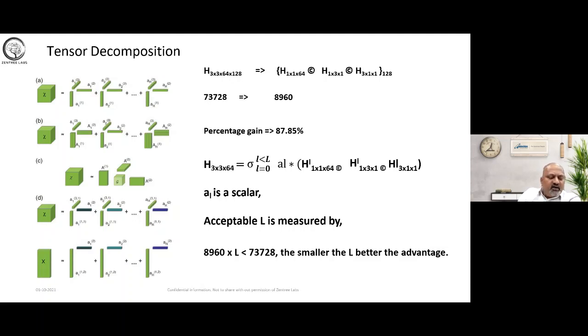They may be using nonlinear approximations to these things. And can we find out a minimal L here in this equation? We'll define a rank of that. As long as this L is satisfying the condition, in this particular case 8960 into L is less than 73728, the smaller the L, the better the advantage.